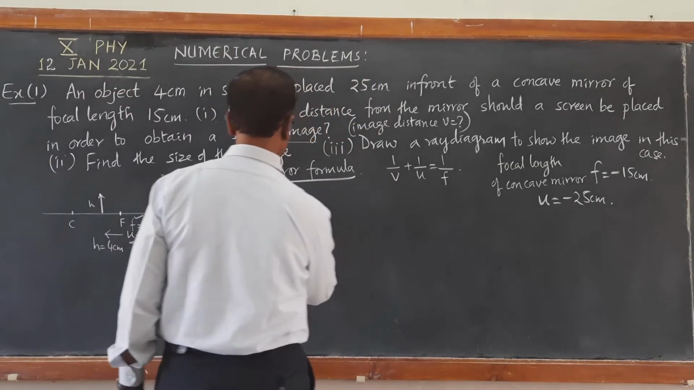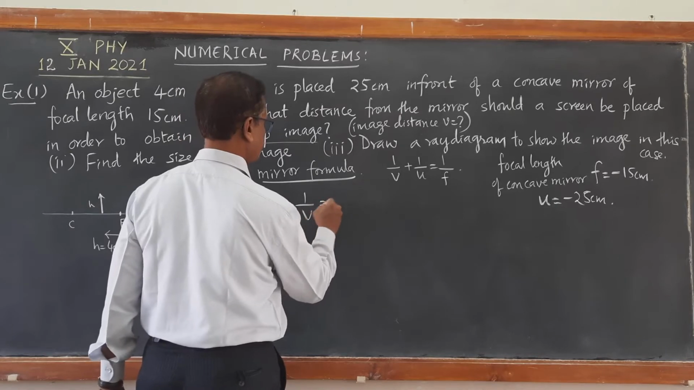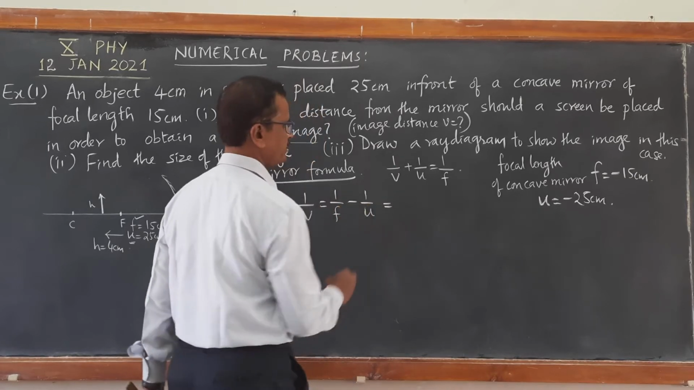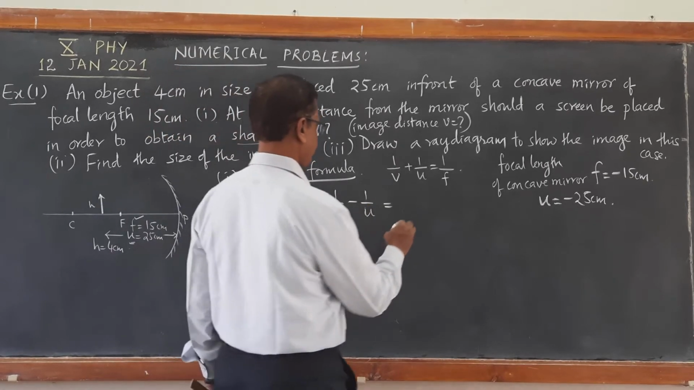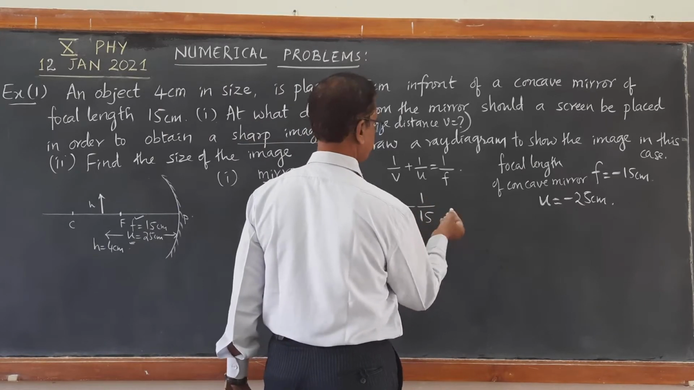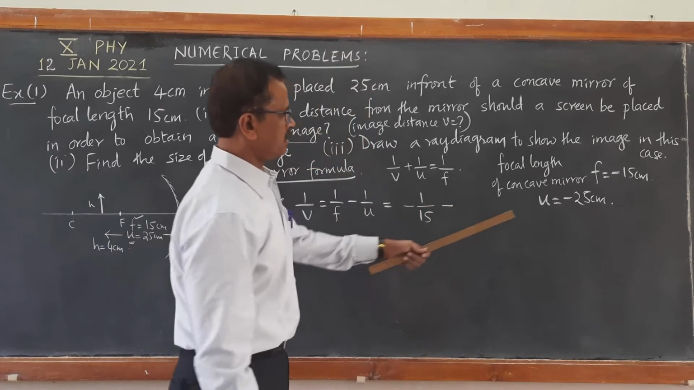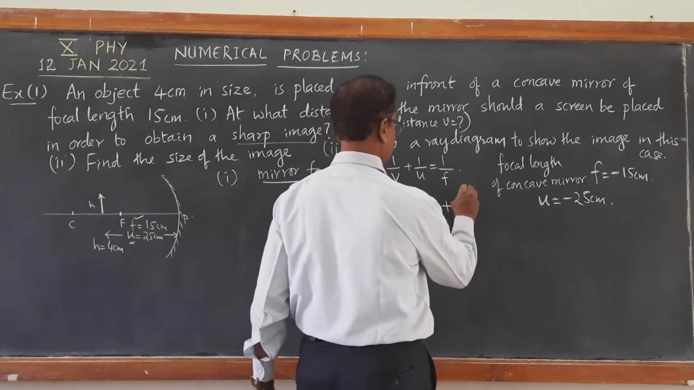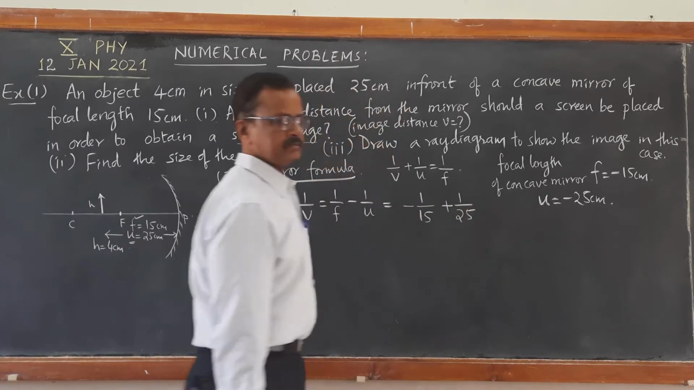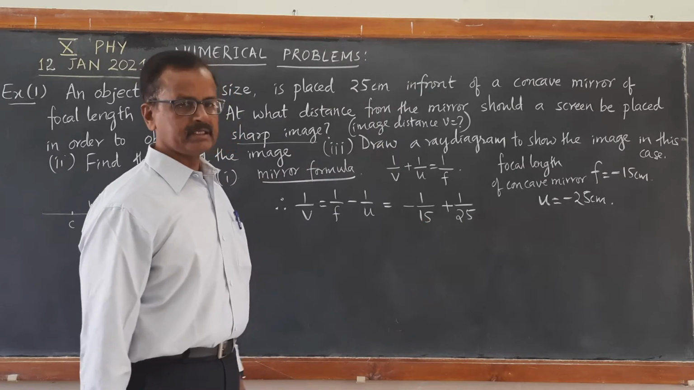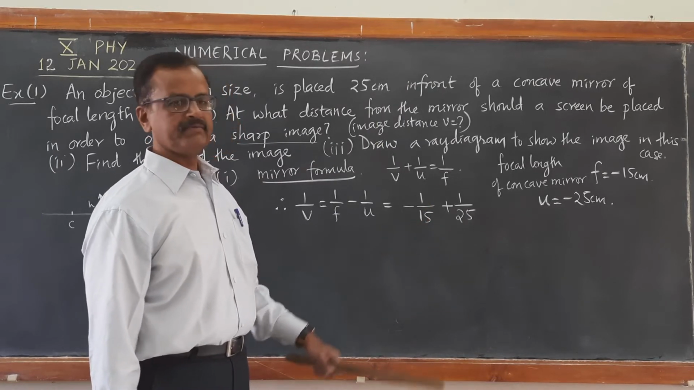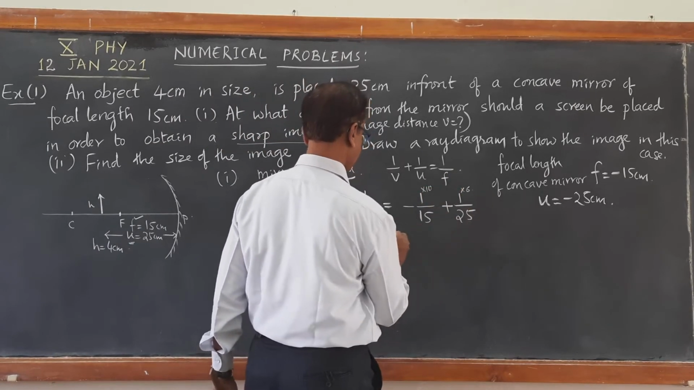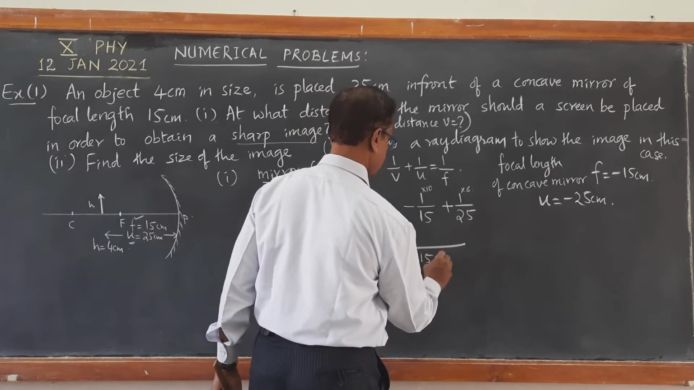Therefore, 1 by v equal to 1 by f minus 1 by u. Just substitute the values. f is minus 1 by 15, minus 1 by 15, minus 25. u is minus 25, so minus of minus becomes plus. Plus 1 by 25. Now find out the LCM. LCM can be taken 150. 15 tens are 150. 25 sixes are 150. So it becomes 150 LCM.